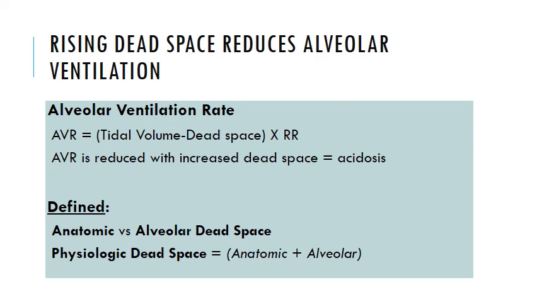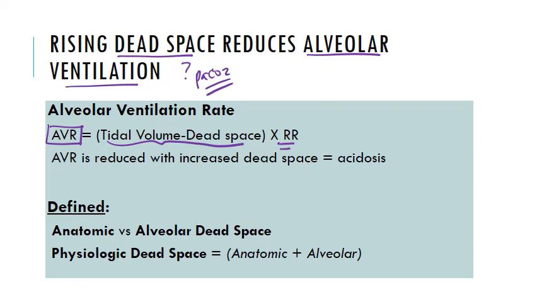So what I'd like to do here is talk about the relationship between dead space, alveolar ventilation, and how this might impact PaCO2. So the alveolar ventilation rate, as we previously defined, was tidal volume minus dead space times the respiratory rate. And this really is something along the lines of 350 milliliters times whatever the respiratory rate is. This 350 milliliters is gas in the alveoli that is actively involved in gas exchange.